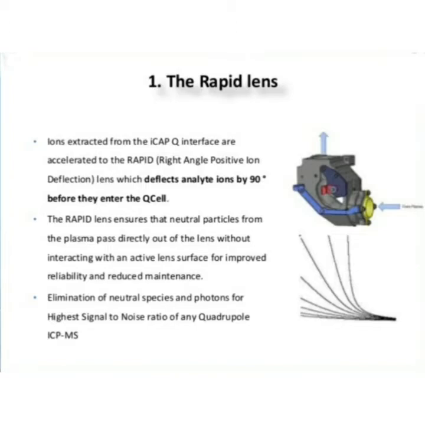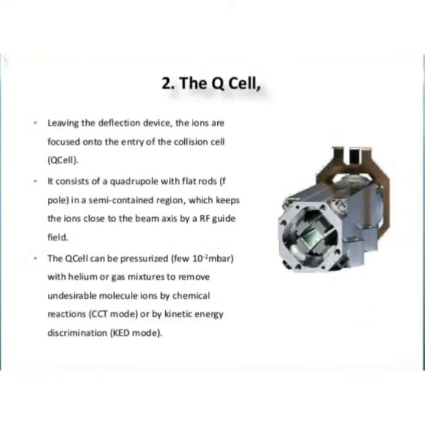Next is the Q cell. In that picture you can see that is the part of the ICP-MS. We are calling that the Q cell. Leaving the deflection device, the ions are focused onto the entry of the collision cell, called the Q cell. It consists of a quadrupole with flat rods, a flatapole, in a semi-contained region which keeps the ions close to the beam axis by an RF guide field.